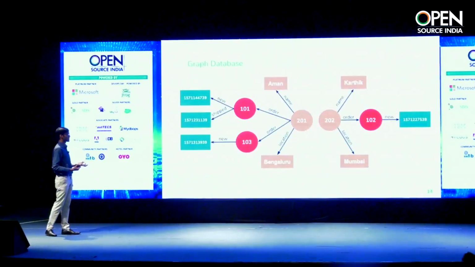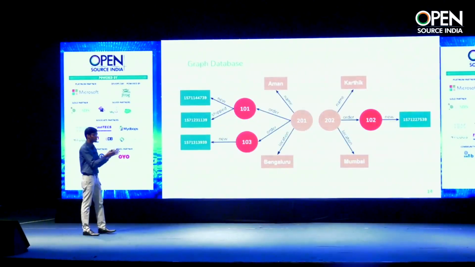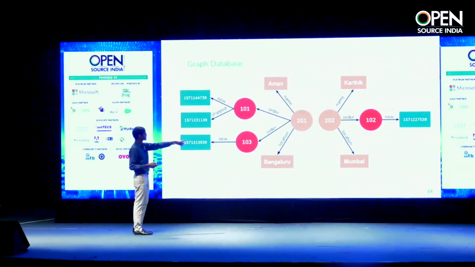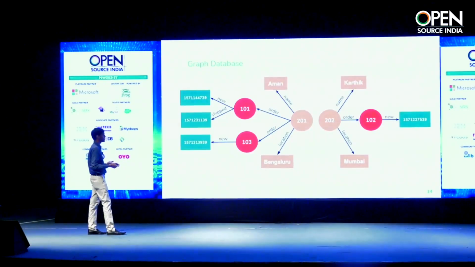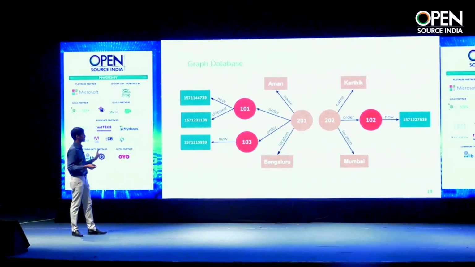And then comes graph databases. Again, we started with 3 different entities, and now in a graph database, we start with a customer ID, which is 201. That's somewhere in the middle, you see. And then the customer has the name Aman. He lives in Bangalore, and then he can have different orders: the 2 order IDs 101 and 103, and the status of these orders could be new and shipped, depending upon the status of the order.